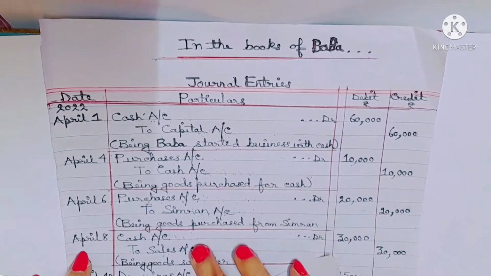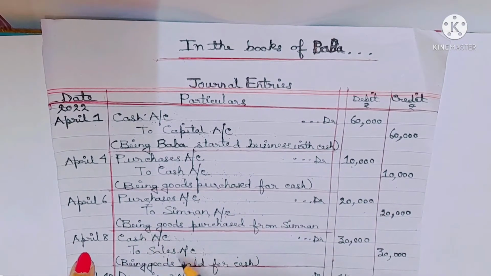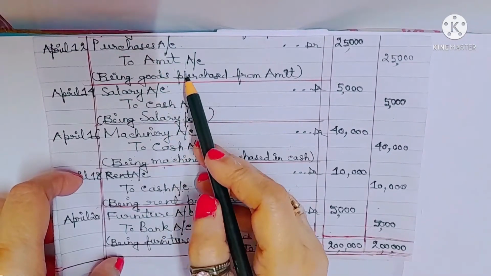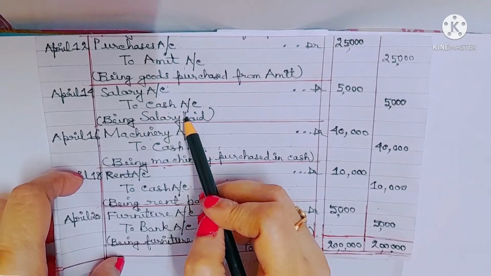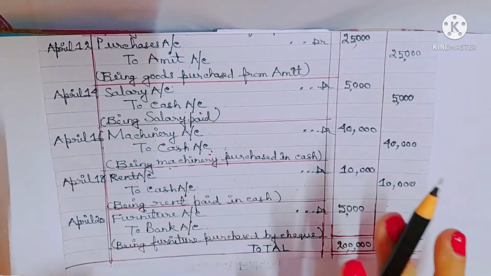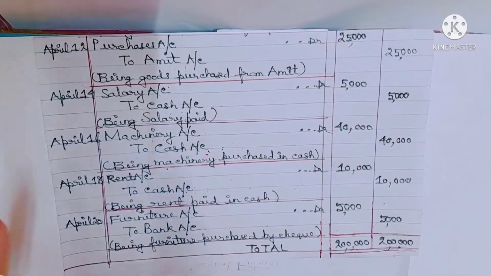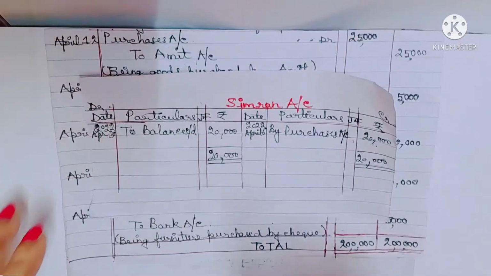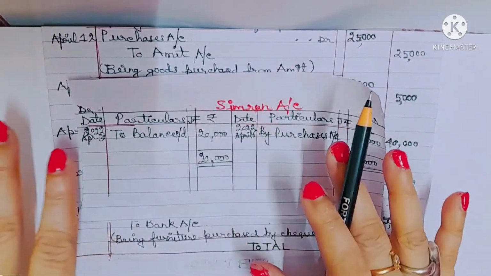Simran আর আছে, I guess no. আরেকবার দেখে নি, cash sales, cash account to sales, drawings to cash, purchases account to Amit, salary account to cash, machinery to cash, rent to cash, furniture to bank. তার মানে Simran is nowhere to be seen. একটাই Simran transaction ছিল। Now let me close the account of Simran.